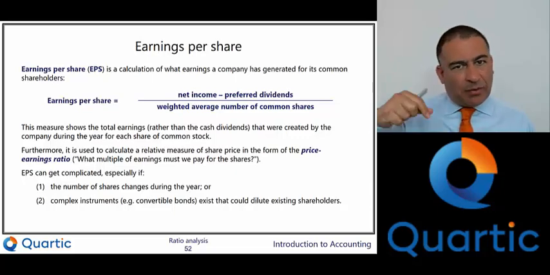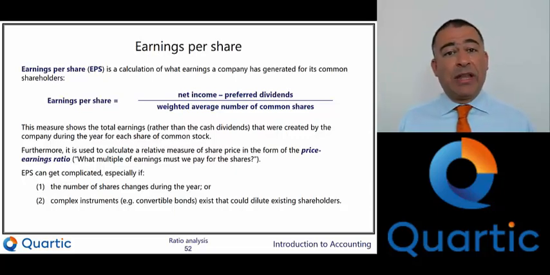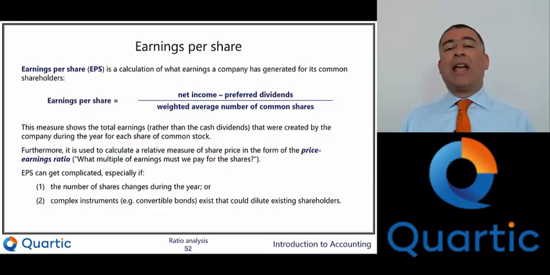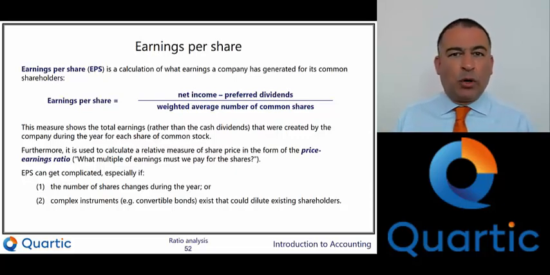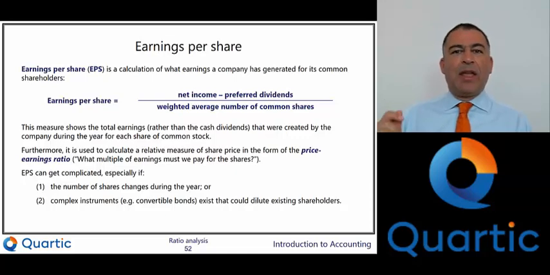Your denominator, the bottom of the fraction, is how many shares there are in the year. So, the weighted average number of shares. Again, the complication here is what if the number of shares goes up or down in the year? Answer, you need to do some adjustments. We're not doing that here, but this has the potential for being quite a complex calculation. The basic definition is straightforward.